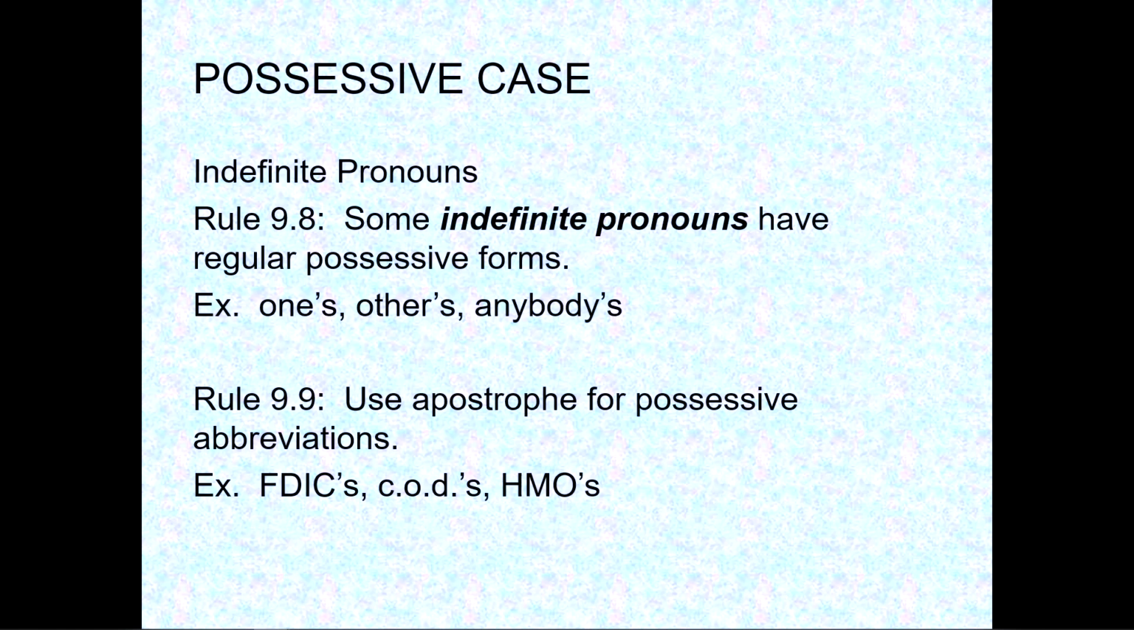Use apostrophe for possessive abbreviations is rule 9.9. I tricked you there. I thought you said there was 9.8. Yes, we have 9.9 on the same slide just to trick everybody and maybe mislead them. Do we have 9.10? Going once? Twice? I will find out in a couple of seconds. So 9.9, use apostrophe for possessive abbreviations: FDIC's, COD's, HMO's, right? RRSP's, as we saw before. All that is abbreviated needs a regular possessive form. Rule 9.9.